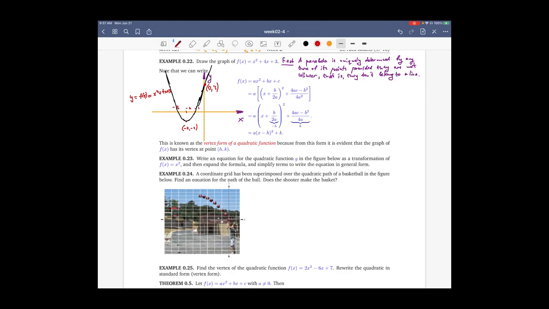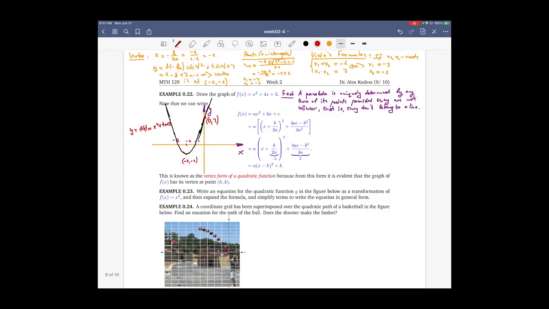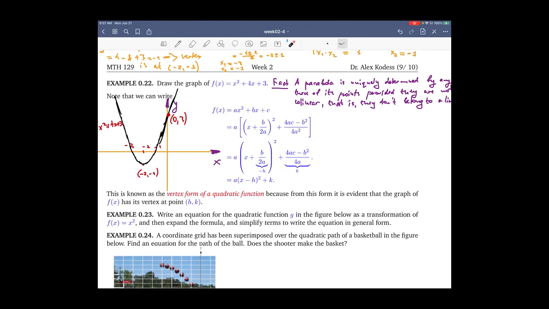Now, when we write our parabola in this form, when we complete the square, if we call this free term, 4ac minus b squared over 4a squared, as k, and this b over 2a is negative h, so that x plus b over 2a is x minus h, we will be able to write our function after distributing a.